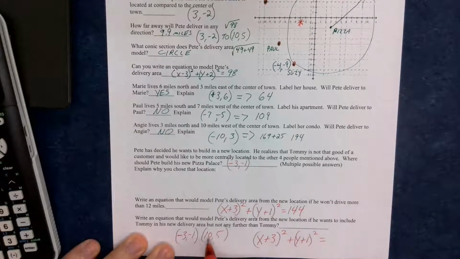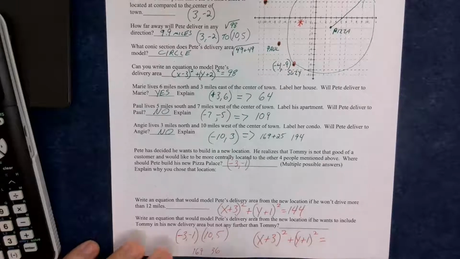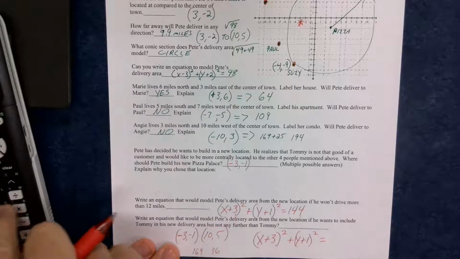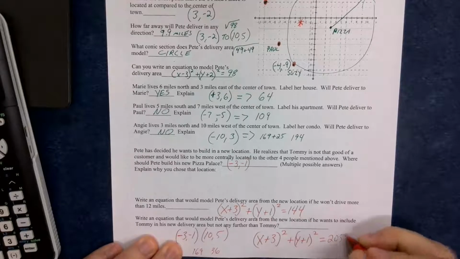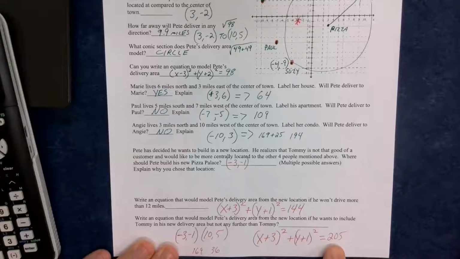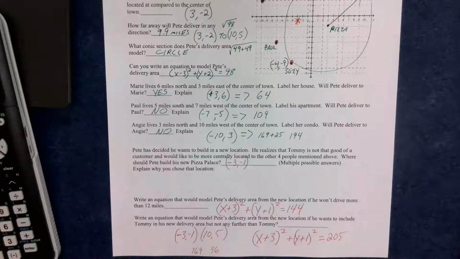So from -3 to 10 is 13, that's 169. From -1 to 5 is 6, that's 36. And 169 plus 36 is 205. Remember, these are my answers. They don't have to be your answers.